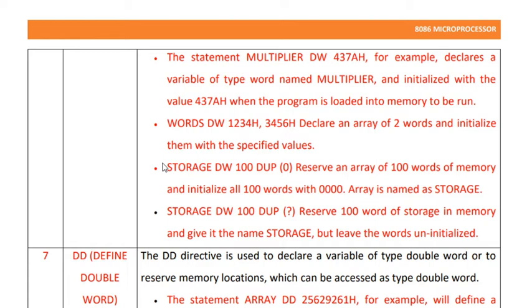array by the name storage, or it will allocate 100 words of memory to an array by the name storage, but here in this situation it will leave the array uninitialized. So the third and the fourth examples are the same as those of DB, but there we were allocating bytes, here we'll be allocating words. So these are the different ways in which we can use DW.